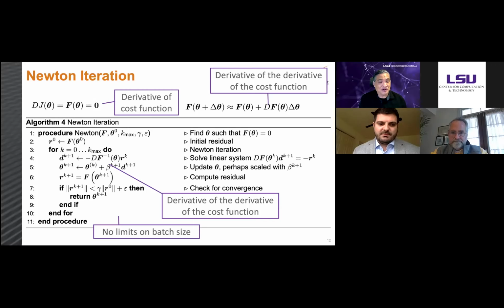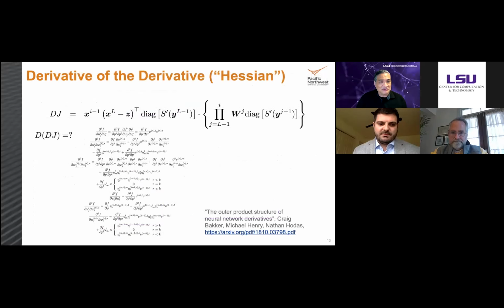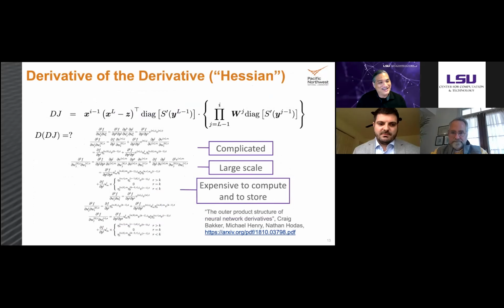And that, 10 to the 12th entries, is more space than we can reasonably store even on a supercomputer, and iterating through it is more work than we'd want to do. So we might not actually want to form that. And so we'll be looking at ways of approximating the Hessian. In fact, another reason to think about approximating the Hessian is that if you actually write it out, it's very complicated. It's a very large scale entity and is very expensive to compute and store.